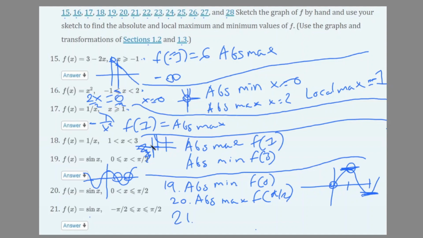Now number 21 is sine of x from the interval of negative pi over 2 to pi over 2. So negative pi over 2 is going to be right here, to pi over 2. And there's both greater than or equal to signs there. So we could say this is the absolute minimum and that's the absolute maximum. So the absolute min is going to be at f(negative pi over 2). It's a little bit messy here. And then the absolute maximum is going to be at f(pi over 2). And those would be your final answers for all these questions.